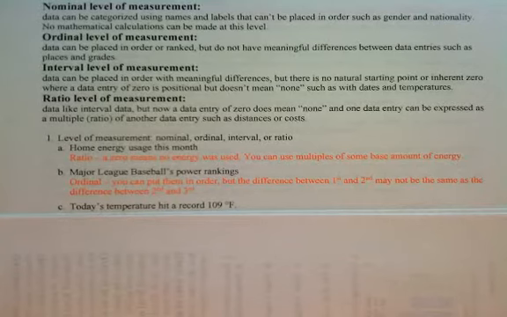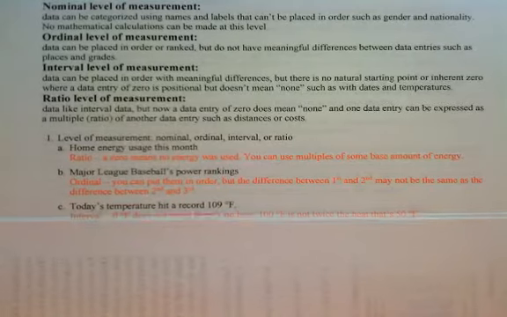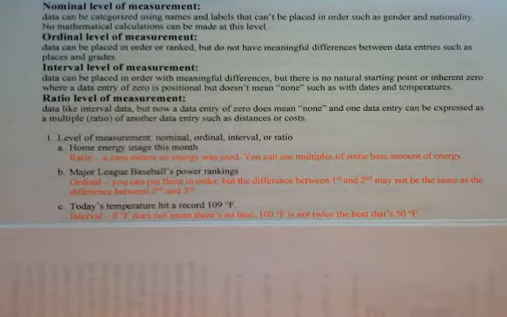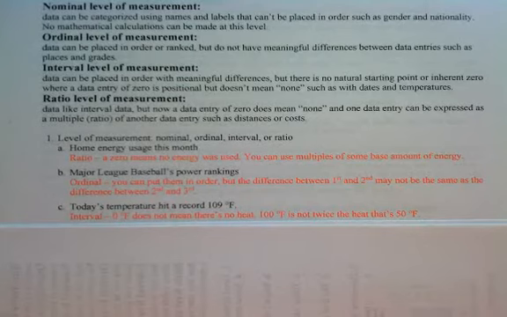Okay, today's temperature hit a record of 109 degrees Fahrenheit. Well, it's temperature, so it is an interval level of measurement. 0 degrees Fahrenheit does not mean there's no heat. Likewise, 100 degrees Fahrenheit is not twice the heat. It's not twice as hot as it is at 50 degrees.